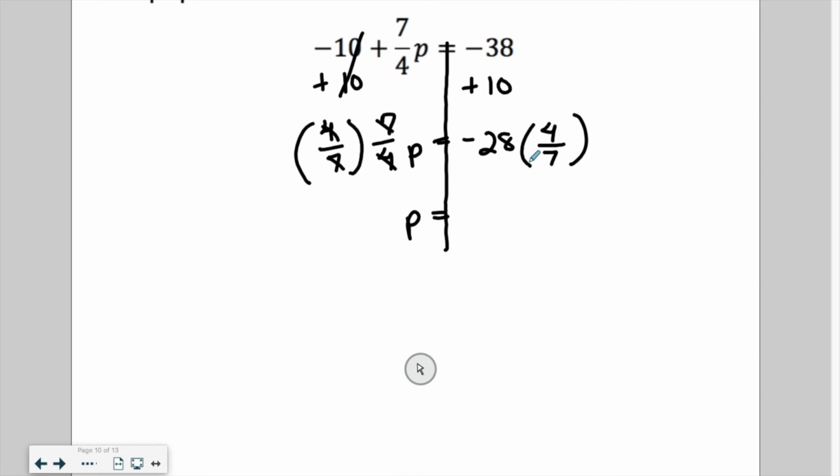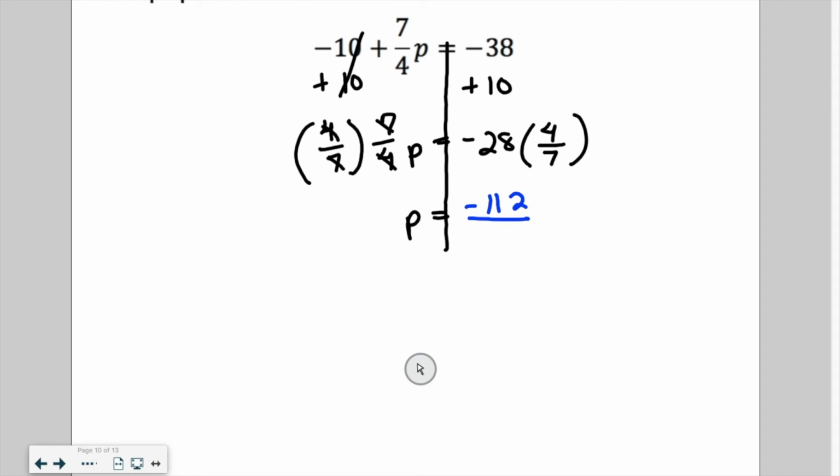Sorry guys, I have a migraine, so I'm not thinking totally correctly. Negative 28 times 4 is negative 112. I guess I am thinking correctly. I just didn't say the negative. All right, so negative 112.